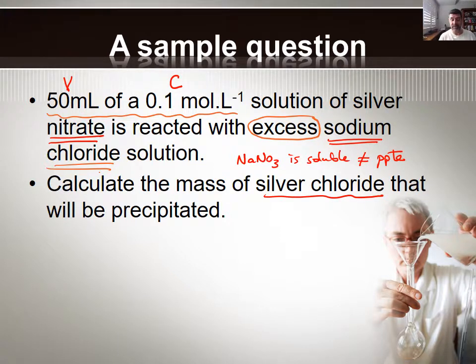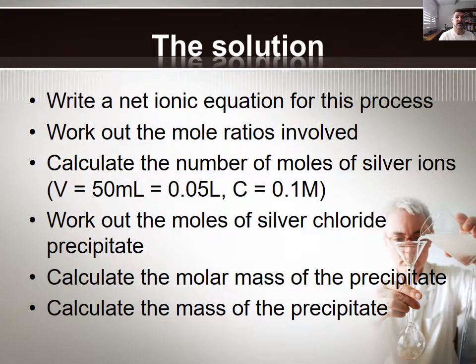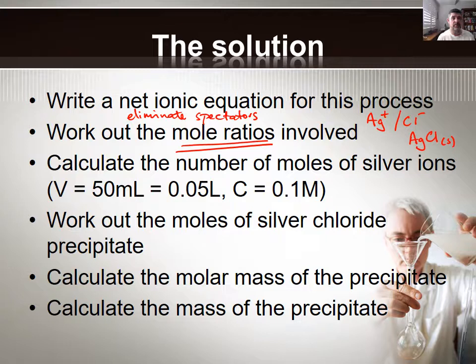So what are the important steps to solve this particular problem? Well, the first thing we need to do is to write a net ionic equation for this process. We need to eliminate the spectator ions. So initially we'll only have the silver ions. We'll also have the chloride ions, and we're going to be forming the precipitate silver chloride. So we need to make sure that we write this in an equation and that we balance that equation. Once we've got our equation, then the mole ratios will be obvious to us because the equation will be balanced. It'll tell us what the mole ratios are.